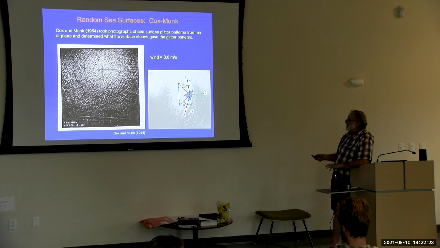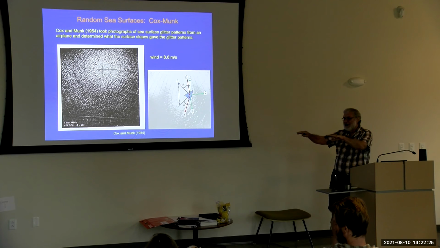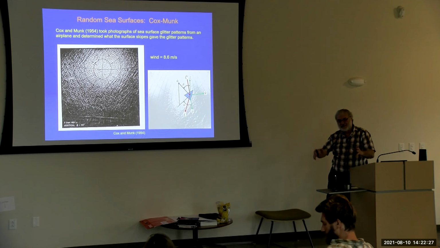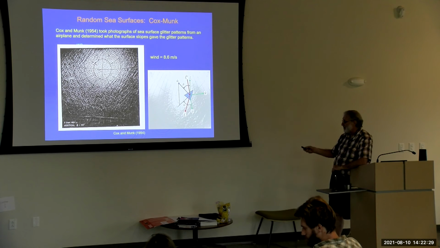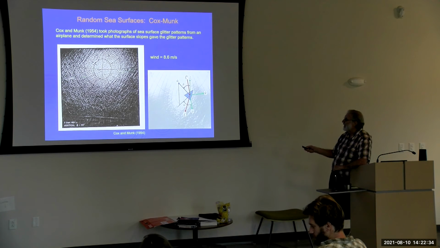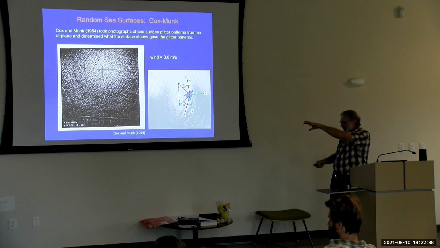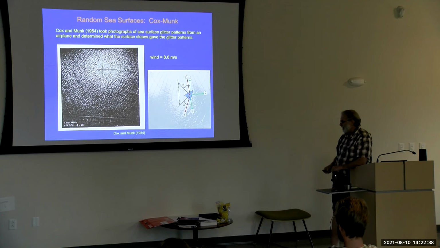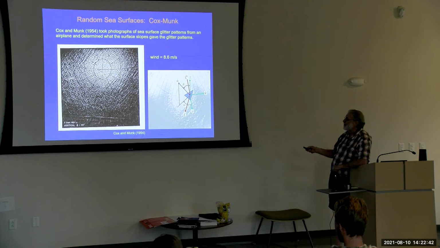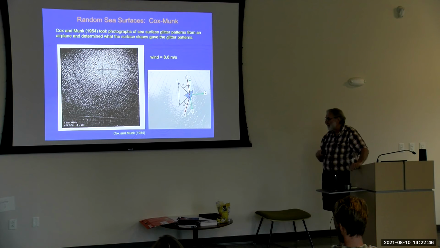So anyway, what they did was they flew an airplane, they went out and they took photographs of glitter patterns. So here's one of their photographs. The wind speed is in this direction and the sun's off kind of behind them. And they're looking at the glitter pattern. They did this with a lot of different wind speeds. They had some ships in the water that were measuring the surface wind speed and that sort of thing.